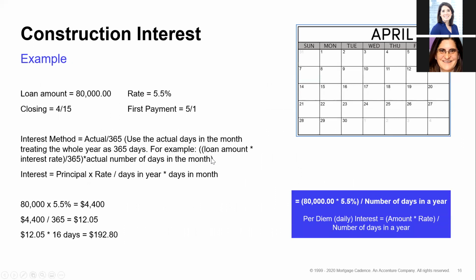So here's an example. And I think we have an activity too, but it's the same concept. It's loan amount times rate. That gives you your annual. And then you just figure out what your per diem is. That's how you figure out your monthly payment on a construction loan.